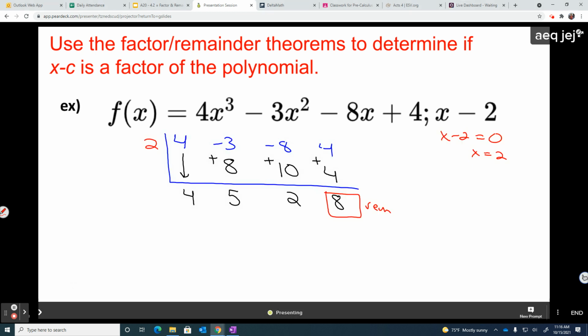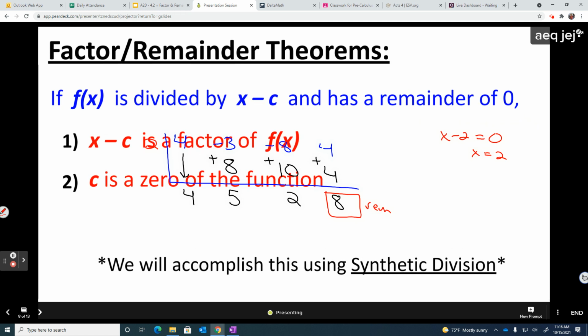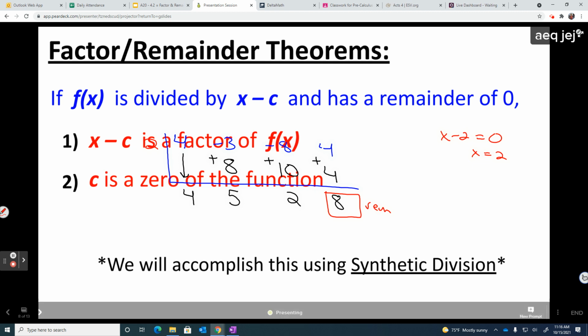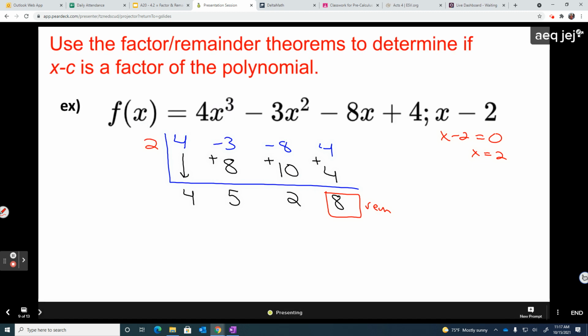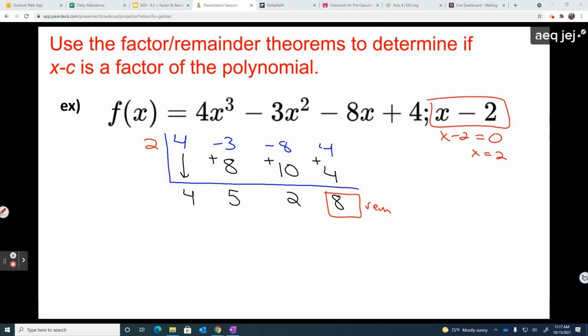And the theorem says that if we get a remainder of 0, then it's a factor, and then also that number is a 0. We did not get a remainder of 0, so this was not a factor. So we just say x minus 2 is not a factor. If we had gotten 0 for the last one, it would be a factor.